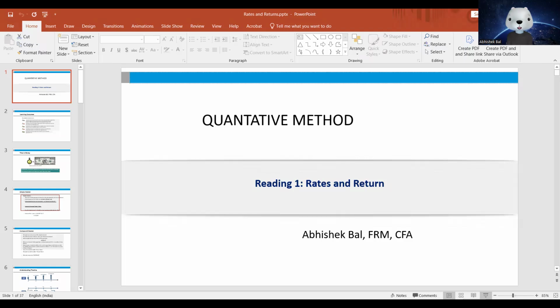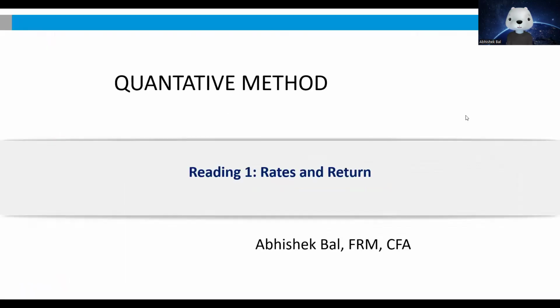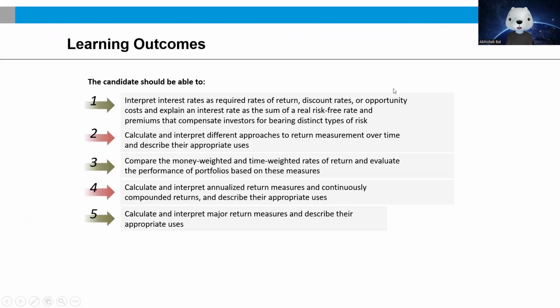Hi, and welcome to the first chapter in the topic area of quantitative methods pertaining to your CFA curriculum. Now, the first chapter, which is about rates and return, is not only going to serve you as the building block for the rest of the chapters that follow after this, but they're also going to lay the foundation for the other topic areas as well. So, for example, derivatives and fixed income. Let me first browse through the learning outcome statements as contained in your curriculum.